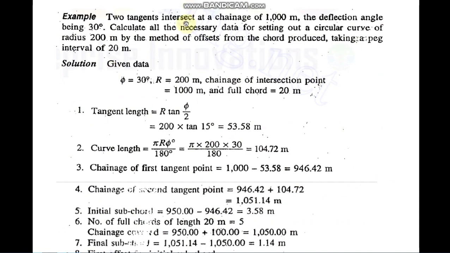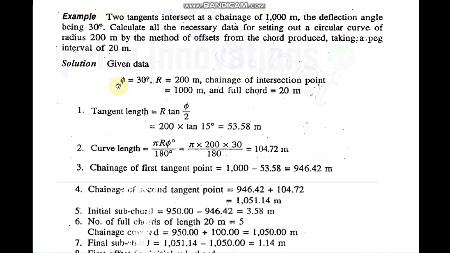So this is the numerical. The numerical says that two tangents, tangent AB and tangent BC, intersect at point B at a chainage of 1000 meter. The deflection angle is 30 degrees, phi is 30 degrees. Calculate all the necessary data for setting out a circular curve of radius 200 meter by the method of offset from chord produced. So here the given radius is 200 meter and we have to use the chord produced method for solving the numerical. And the peg interval, as I already said, they always give. Peg interval is 20 meter.